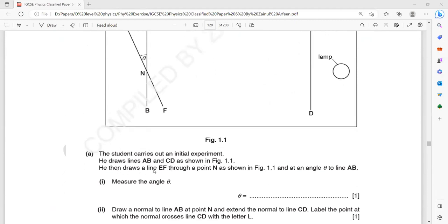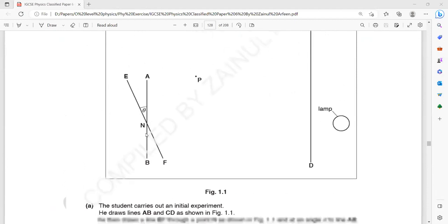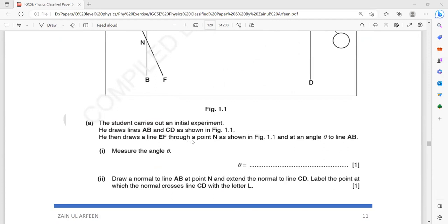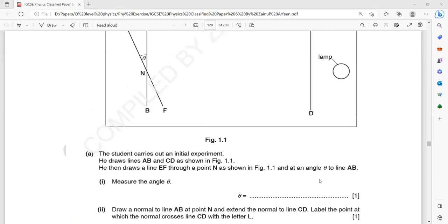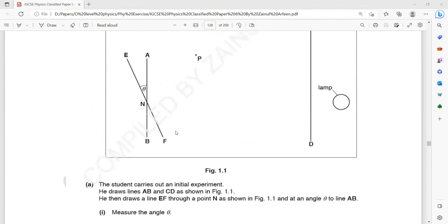Then he draws a line EF through the point N as shown in figure 1.1 and at an angle theta. What you have to do is measure the angle theta. So how can you measure this angle theta?